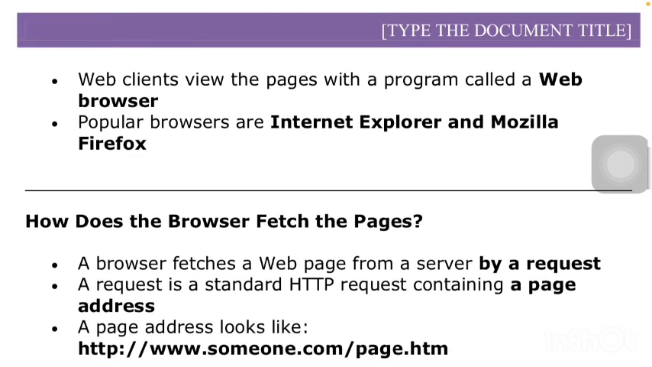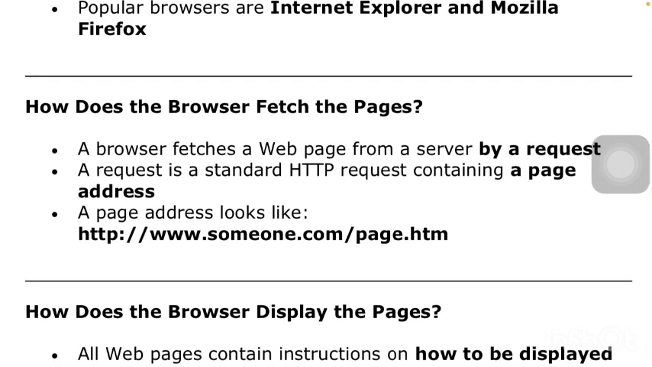So understand that. Then the web client views the pages with a program called a web browser. Your computer, your phone, the web client contains a web browser that enables that client to view the internet. Now, popular browsers are Google Chrome. That's number one to me. Then we have Mozilla Firefox. Then we have Internet Explorer. Of course, Internet Explorer has evolved. They have better versions now, better than what we used to know.